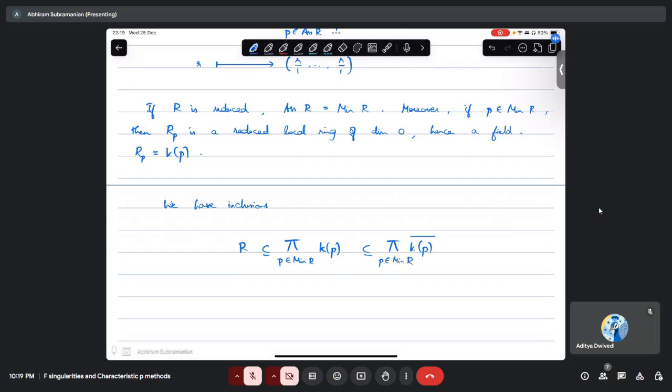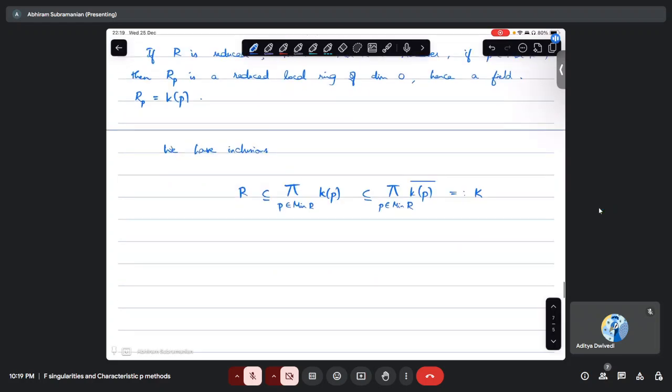Now, note that as we saw before, these are all residue fields, so they must all be characteristic p. So these algebraic closures are also characteristic p. Let's just call this K. And in K, we can take p^e roots. So now we can define R^(p^(-e)) as the set of all a in K such that a^(p^e) belongs to R.